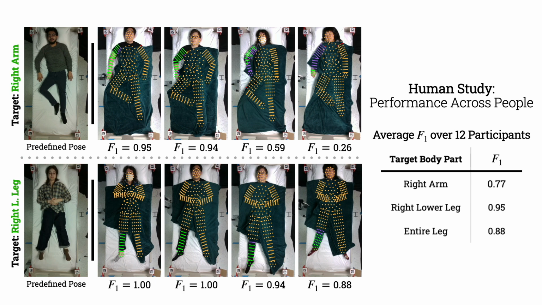In a human study with 12 participants, we also demonstrate the effectiveness of our simulation-trained models in manipulating bedding over real people. In the first phase of the study, both the participants' pose and the target limb to be uncovered are predefined. We see that performance is generally consistent between participants, indicating RoBE's robustness to body shape variation.